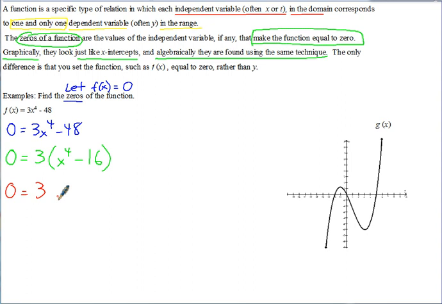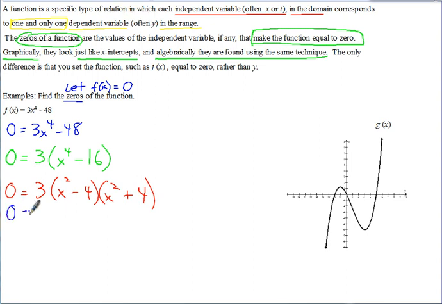You can use difference of perfect squares factoring. What squared gives you x to the 4th? That would be x squared. You go first. What squared gives you 16? That would be 4. 1 is minus, and 1 is plus.